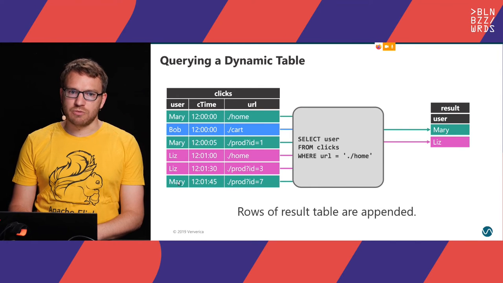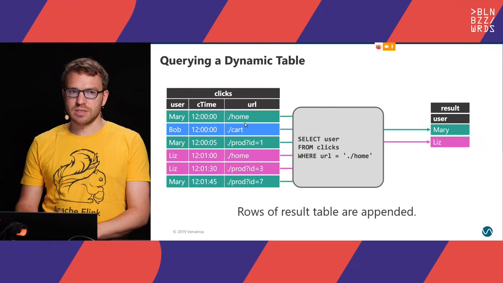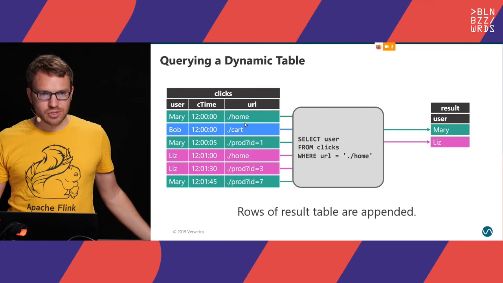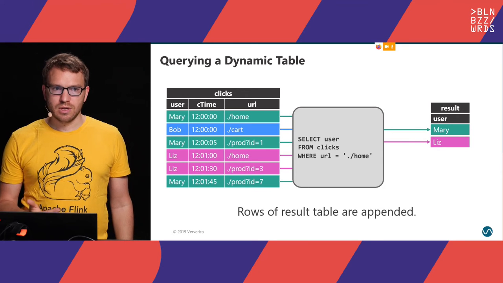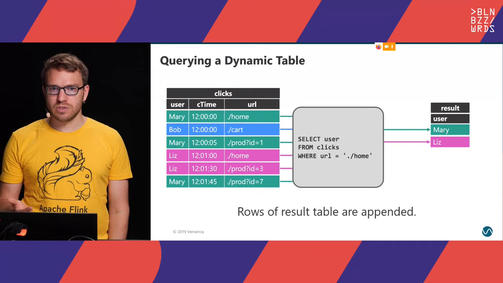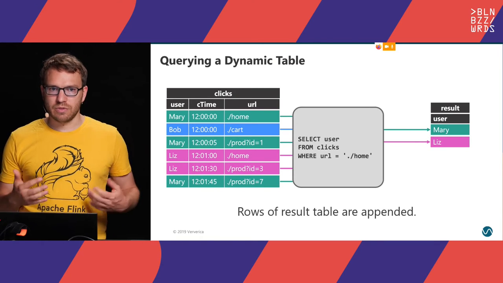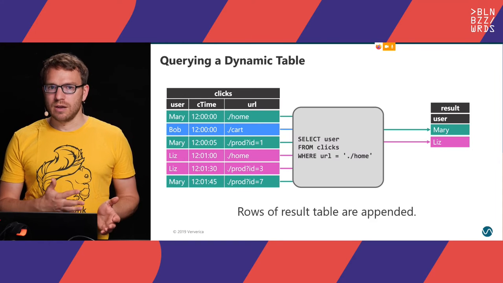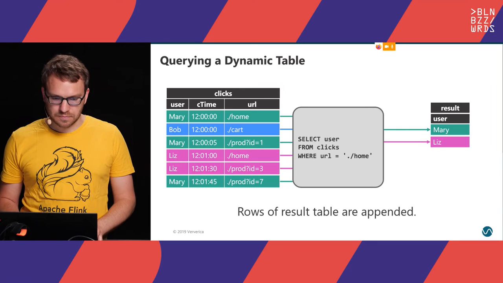This is also a good example of a query that would not need to materialize any of the input data. You can imagine that this clicks table is conceptually super large, but Flink doesn't need to materialize any of the rows. So the dynamic table would not be materialized for this query. We can just apply a simple filter on the fly and not need to materialize any of the data.